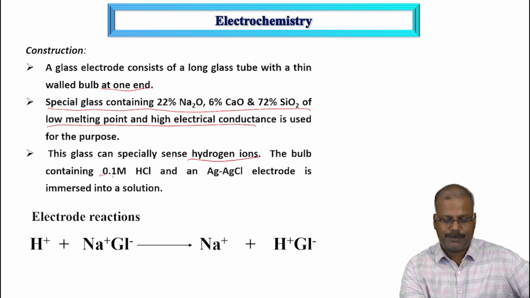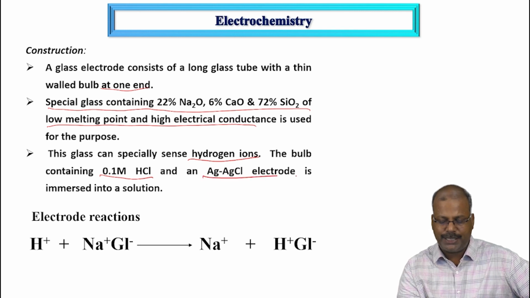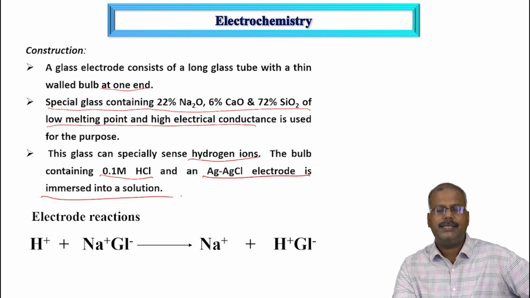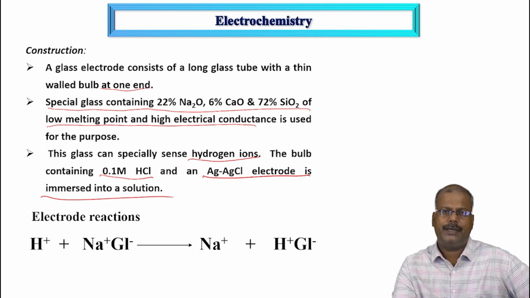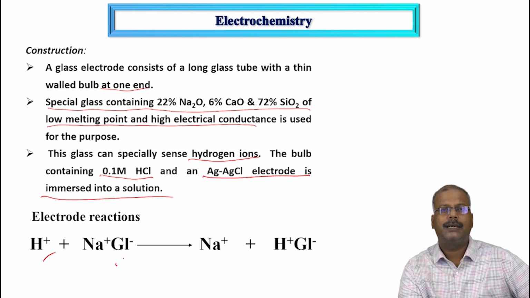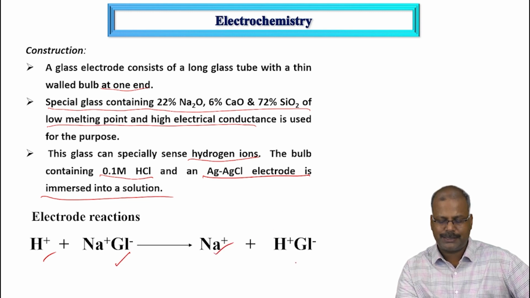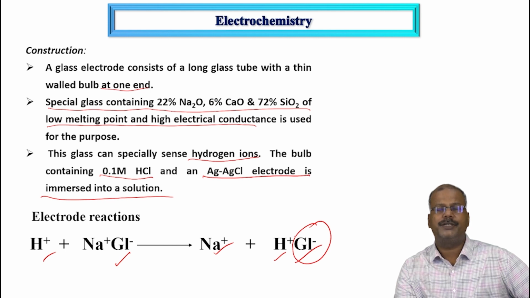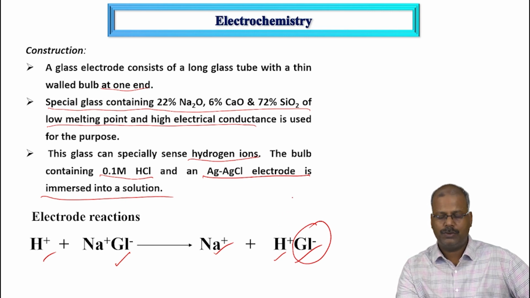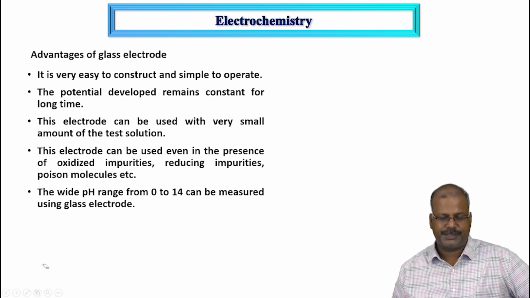The bulb inside contains 0.1 molar HCl and an AgCl electrode as an internal reference electrode. So what is the electrode reaction? As I told, H+ ions and Na+ ions are interchanged through the membrane. The glass electrode, which contains Na+, exchanges Na+ for H+. The glass electrode, the indicator electrode, will take up the H+ ion. So it senses the amount of H+, which leads to the determination of pH through the glass electrode.